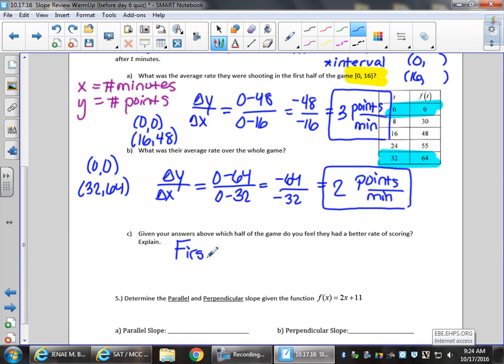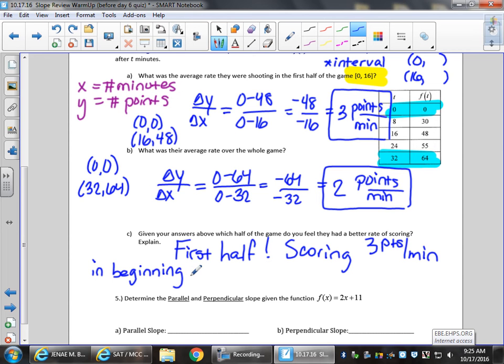First half. Yep. Scoring 3 points per minute in the beginning. Towards the end, less. And we know that because as the game went on, their points did not increase per minute, it decreased to 2.